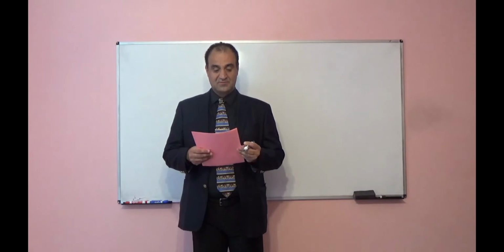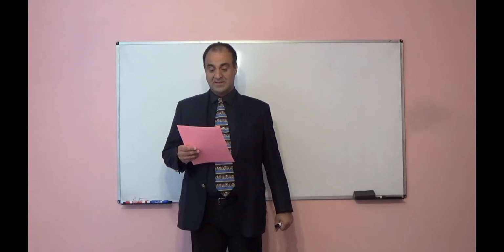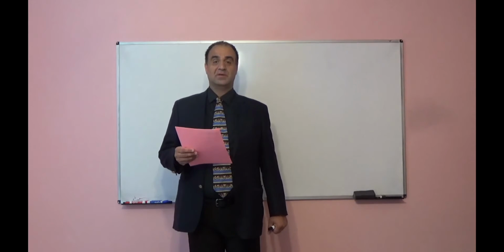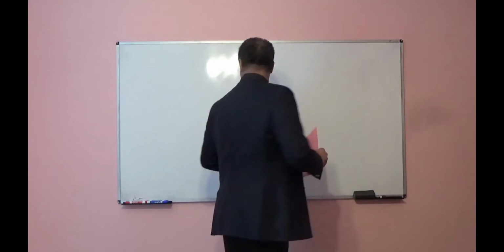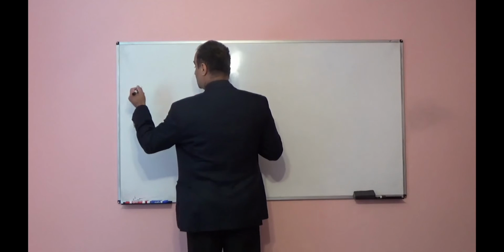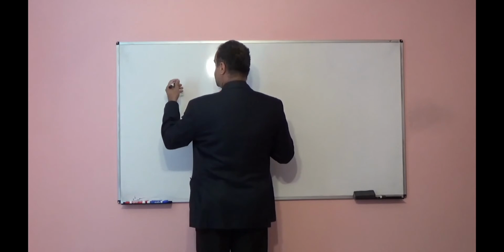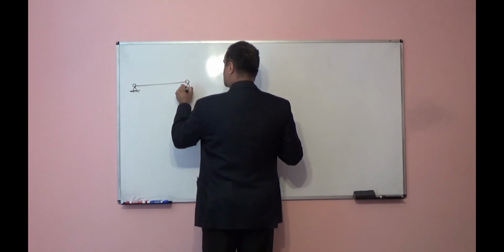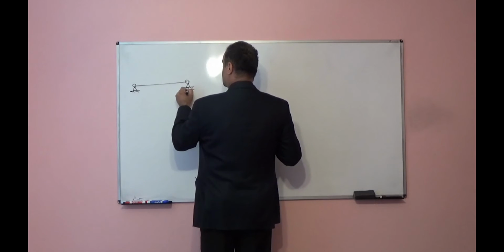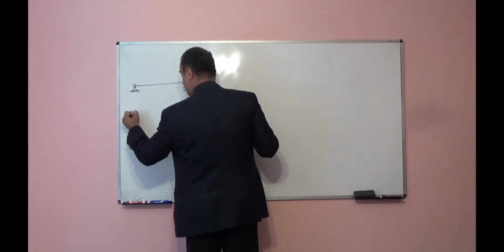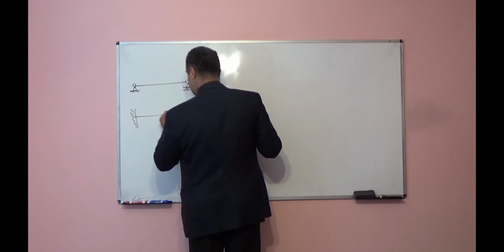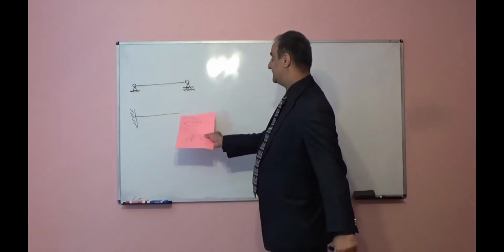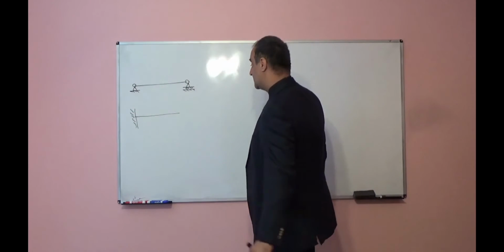Today I will talk about compound beams, and you will see how we can find reactions for a compound beam. For example, this is one beam, which we call a simply supported beam, or this is one beam where one end is fixed and the other end is free, which we call a cantilever.